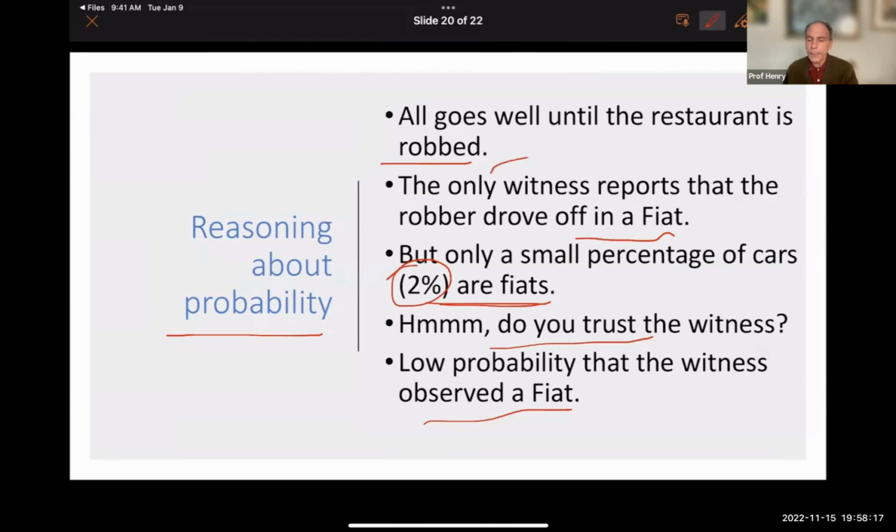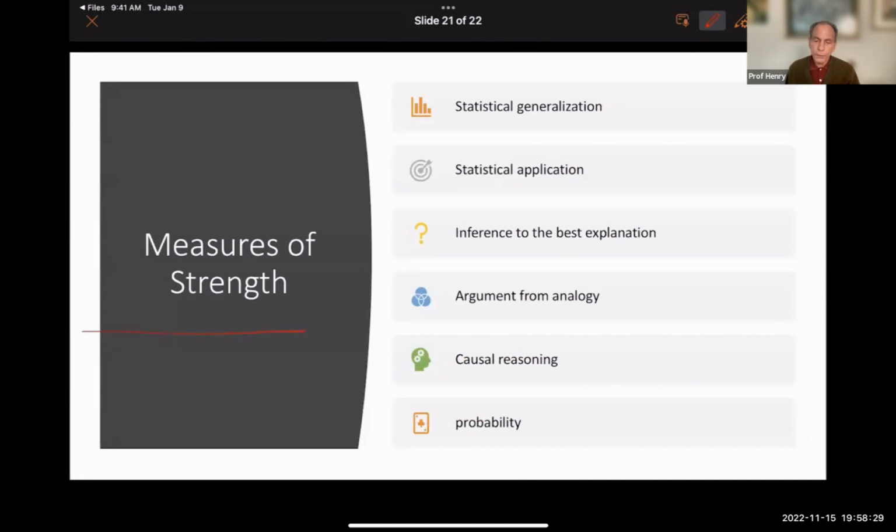The witness has bad eyesight, and so on. Okay, so you have to look at the probability about existing circumstances. So the measures of strength: statistical generalization. What is the strength of generalizing from the small sample size to the large? Statistical application: is it reasonable to apply what you know about the larger population to this particular person?